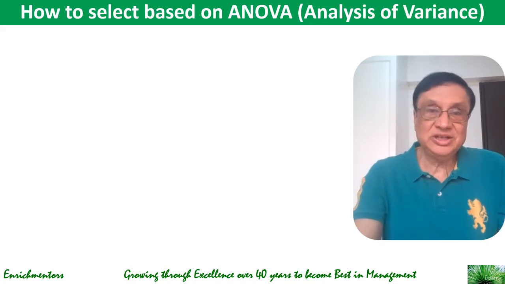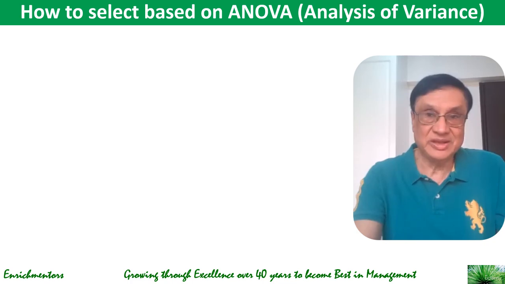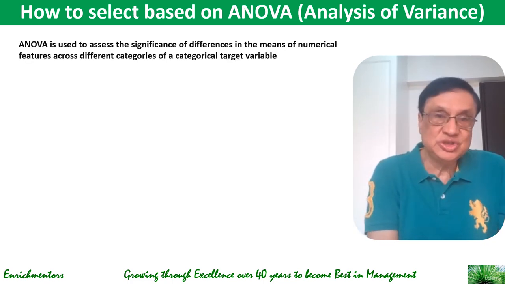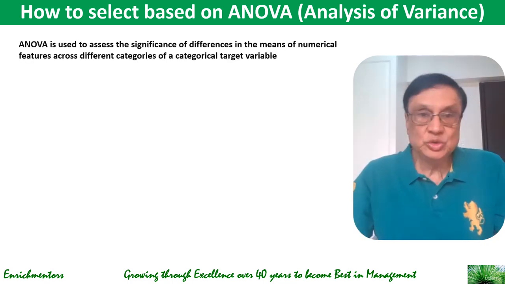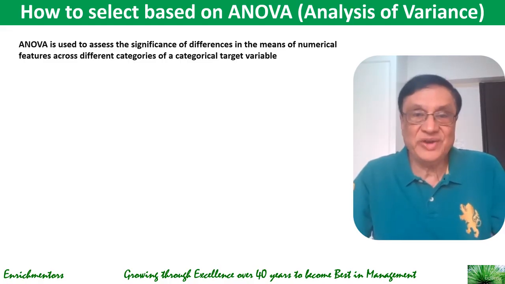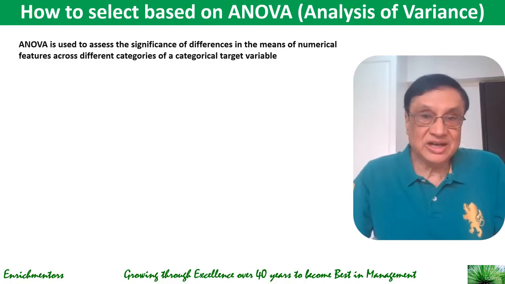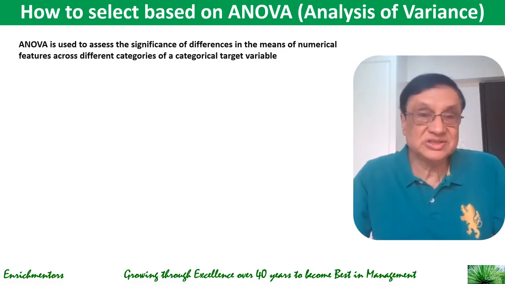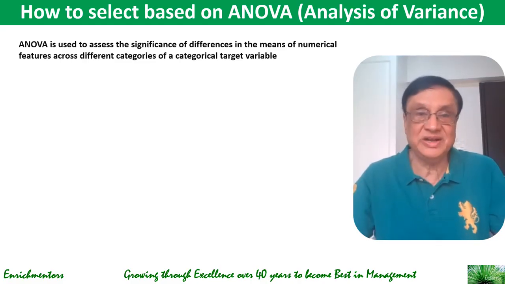The second method you can use is ANOVA. ANOVA stands for Analysis of Variance. ANOVA is used to measure the significance of difference in the means of numerical features across different categories of a categorical target variable. So the target variable is categorical, where you need to classify, and the independent variables or features are numerical, and they are from different categories. And how you need to find out is whether there are significant differences.